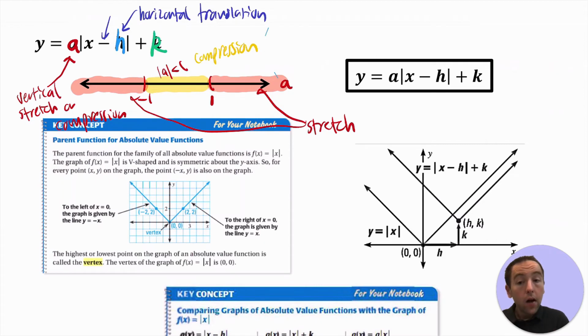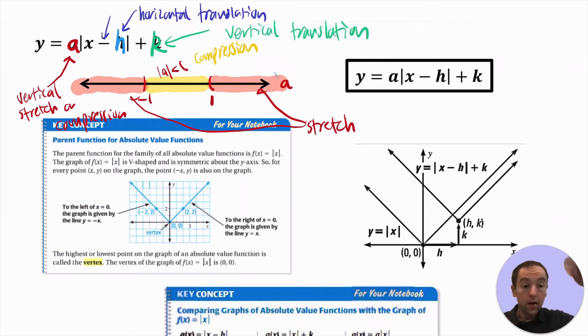If it was a plus, then it's going to shift it to the left that many units. And then if you're adding some number outside the absolute value, that's just going to do a vertical slide of the graph up or down, so a vertical translation by k units. And that one, if it's a plus, it's going to go up. If it's minus, it's going to go down.